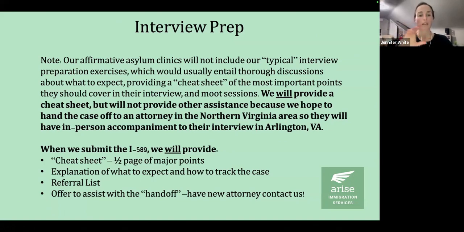So: a half-page cheat sheet, and an explanation of what happens. We'll give them a referral list, and then we will offer clients, if they're called for an interview and they find their new lawyer, that they can always call us and we can have a meeting with them and the new lawyer just to explain everything, so it's a smooth handoff. So that's what it looks like in terms of the clinic. I will pause there. Thoughts? Questions?